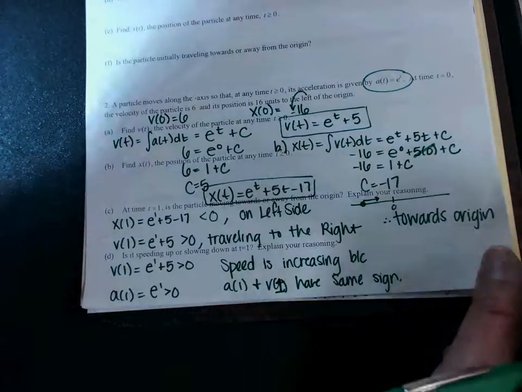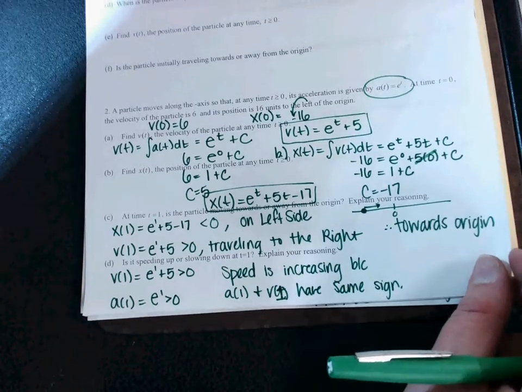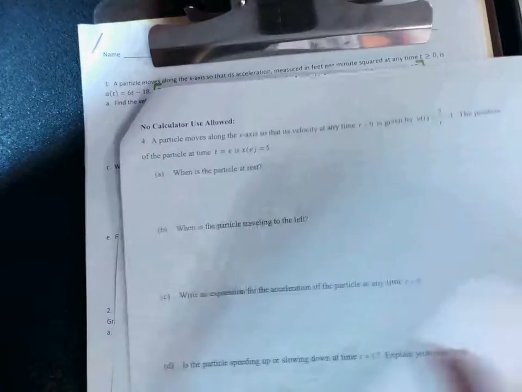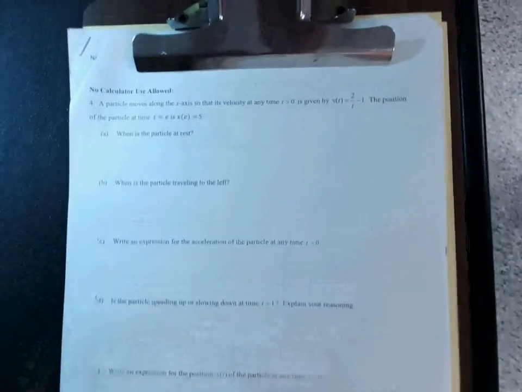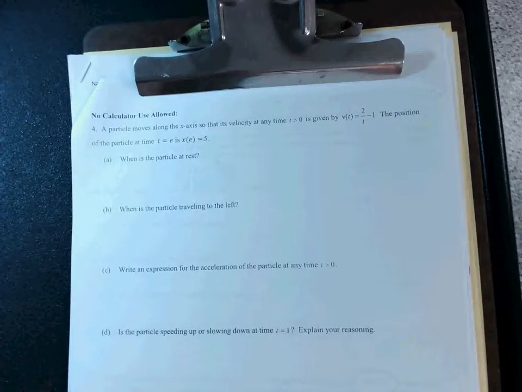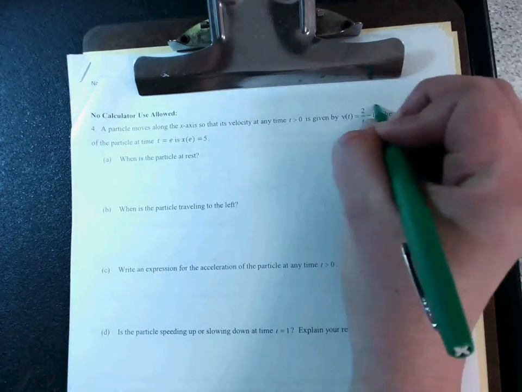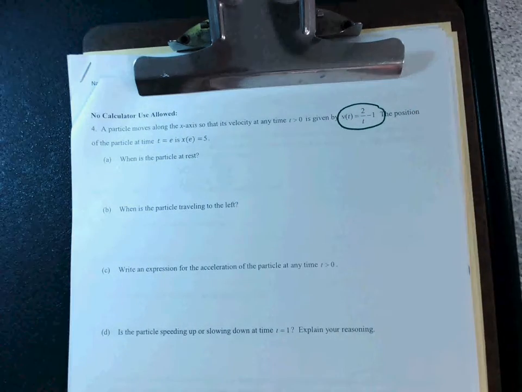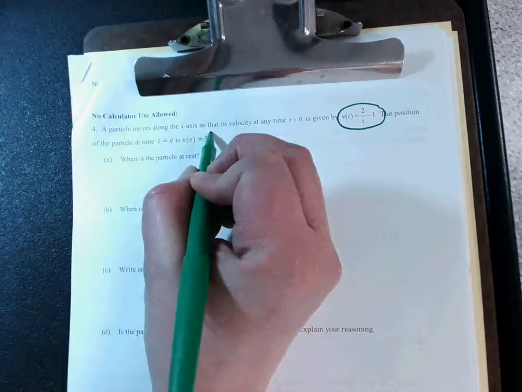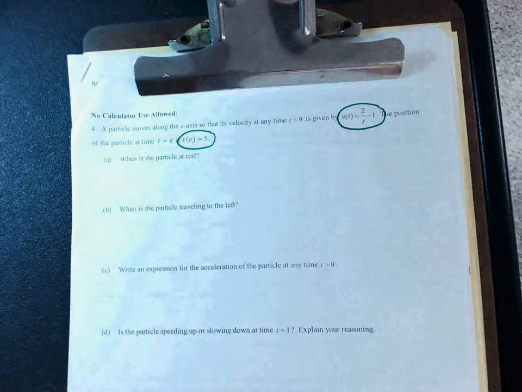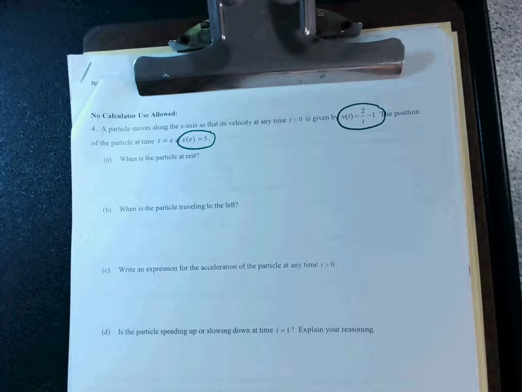Okay, we are going to skip the next question because you need to have a calculator to do it. And we are going to jump to question number 4. It says a particle moves along the x-axis so that its velocity is given by, okay, boom. Then it says the position of the particle at time t is x of t equals 5. So look, they even gave it to us in the form that we wanted. Part A, when is the particle at rest?